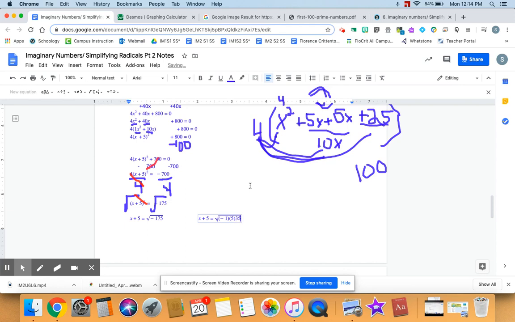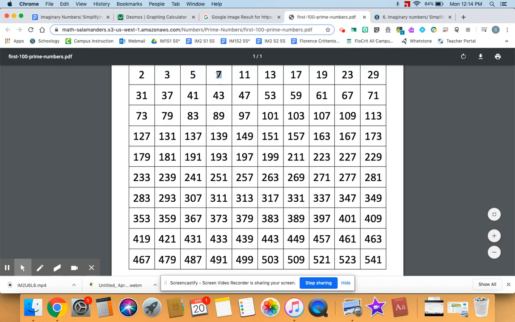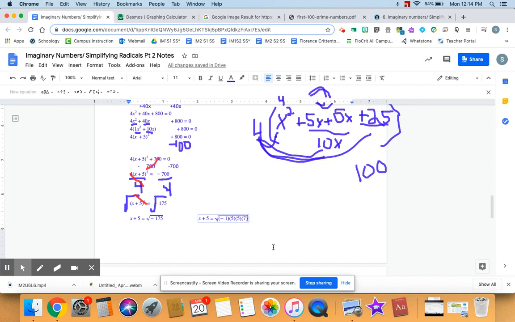So again, 35 is a number that ends in 5, so I can divide 35 by 5 again. When I divide 35 by 5, I'm left with 7. And 7 happens to be a prime number. You can't break it apart anymore, just like 5. So this is as broken apart as possible. So there are 2 5s. These 2 5s can combine into 1 5 and come out front. So I'm going to delete it from inside and bring it out front.